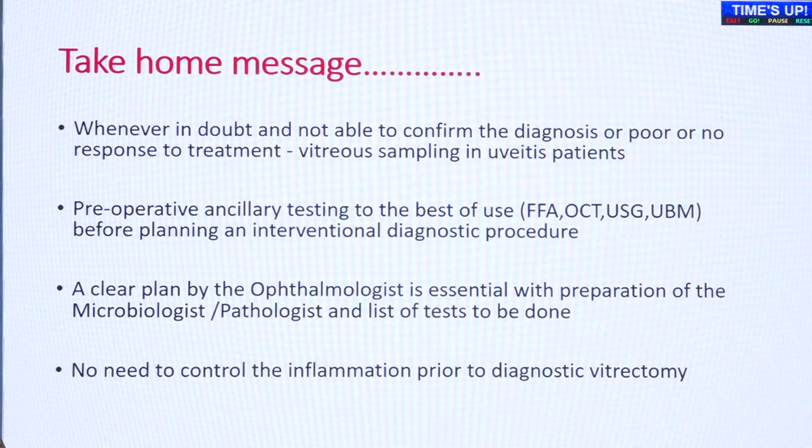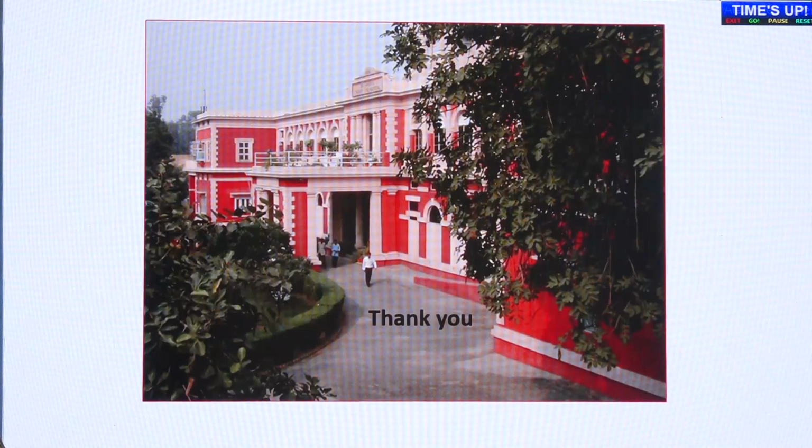Preoperative ancillary testing to the best of use like FFA, OCT, ultrasound and UBM should be done before planning any interventional diagnostic procedure. A clear plan by the ophthalmologist is essential, with preparation of the microbiologist and pathologist and list of the tests to be done. And there's absolutely no need to control the inflammation prior to diagnostic vitrectomy. Like I mentioned in a case of lymphoma, actually if you start the patient on steroids, it can damage the lymphoma cells, which you will fail to pick up when you've done a diagnostic vitrectomy. So please keep all these in mind, and this is going to grossly help you in managing your patients rightly.